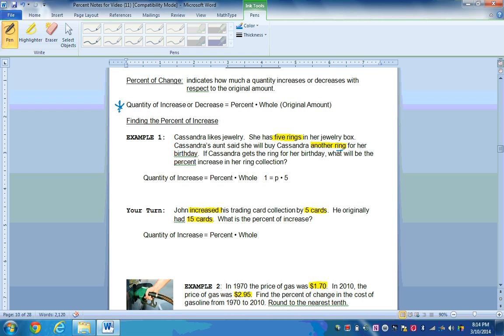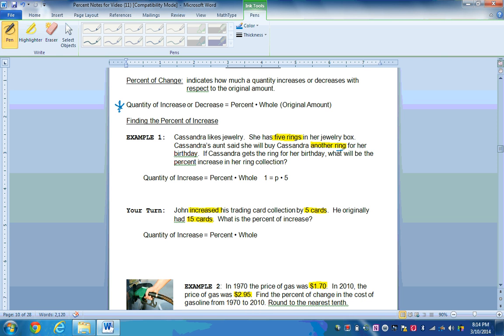The quantity of increase or decrease, that is how much it went up or down by, is equal to the percent times the whole, and that whole is going to be our original or our starting amount. So let's start with our first example. These are all going to have to do with increases at the beginning here.